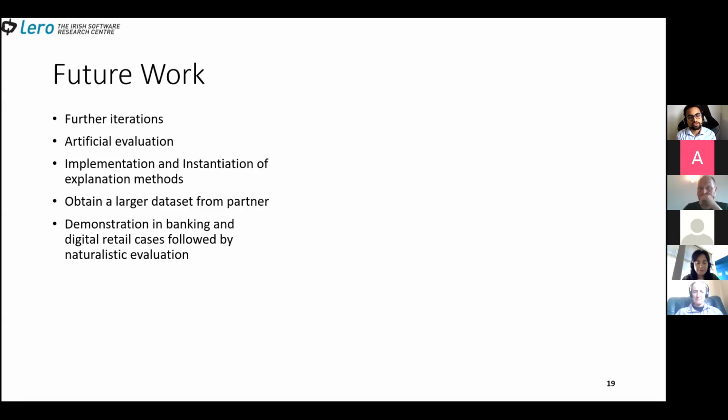I'm also working on the implementation and instantiation of explanation methods. As you noticed, I have 12 types based on my taxonomy. I have to finalize the implementation of those. And I aim also to obtain a larger data set from my partner for further publications and experiments, as well as to demonstrate the process model in banking and digital retail cases, followed by the naturalistic evaluation, which will come further.